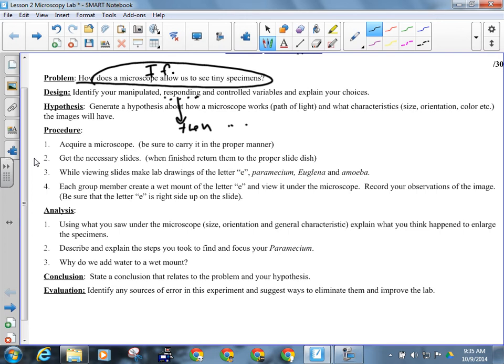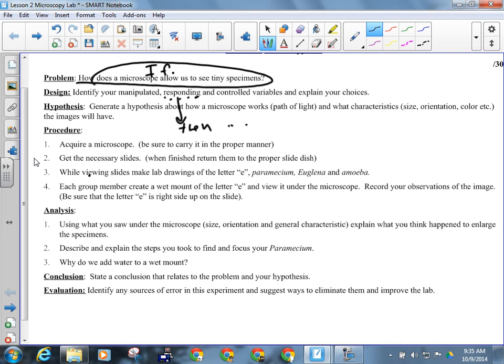All right. Then for the procedure, you're going to get your microscope. It says get the necessary slides, but you're only going to have one slide at your table at a time. It just eliminates the possibility of sweeping one off accidentally onto the floor. If you only have one and it's in your microscope, that doesn't happen.